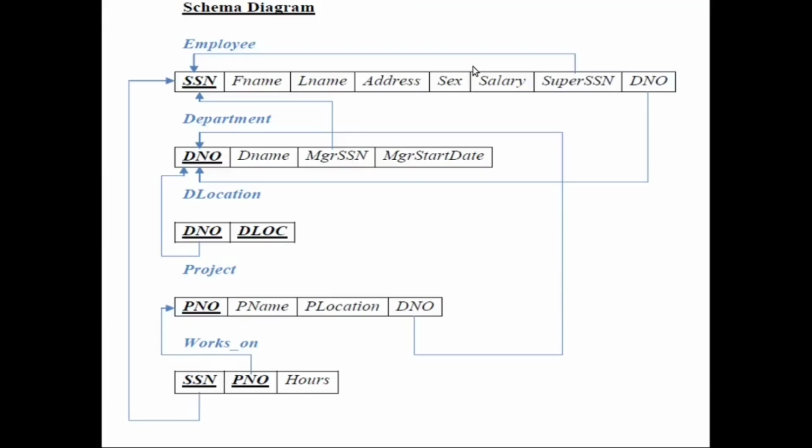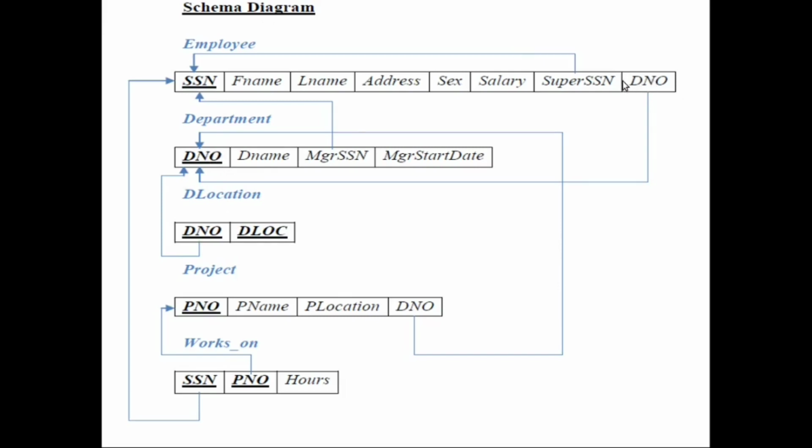Hello all, in this video we'll demonstrate the execution of queries in the employee database, the company database. We have 5 tables in the company database. In the employee table we have SSN as a primary key, and super SSN and department number as foreign keys. Department number is a foreign key that refers to the D number of the department table. The D number of the department table is a primary key, and department number in the employee table is a foreign key.